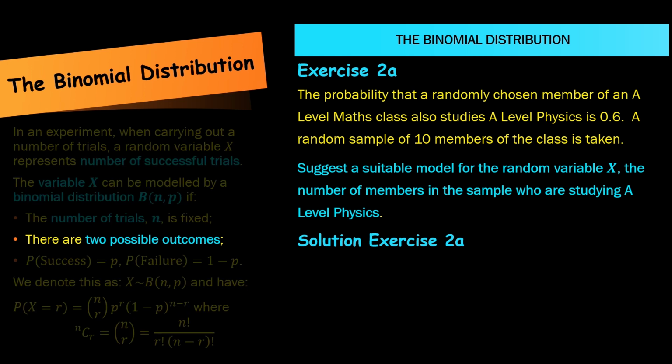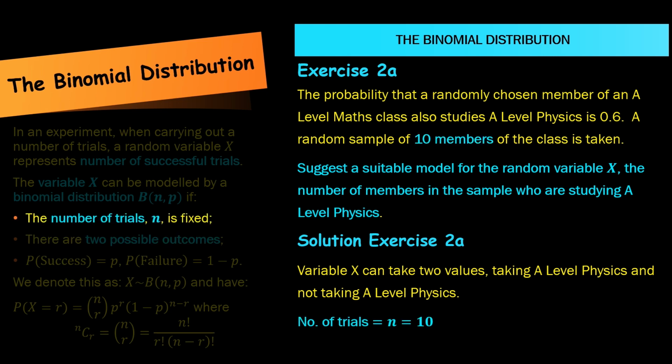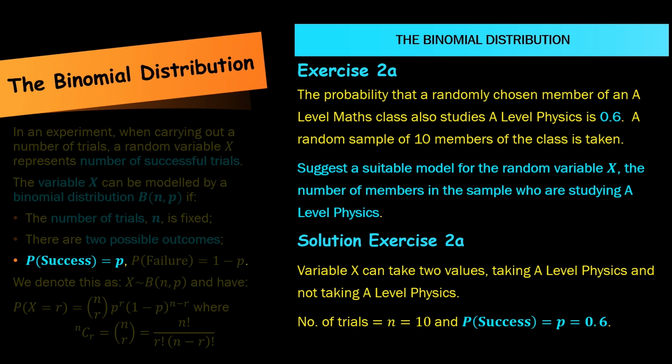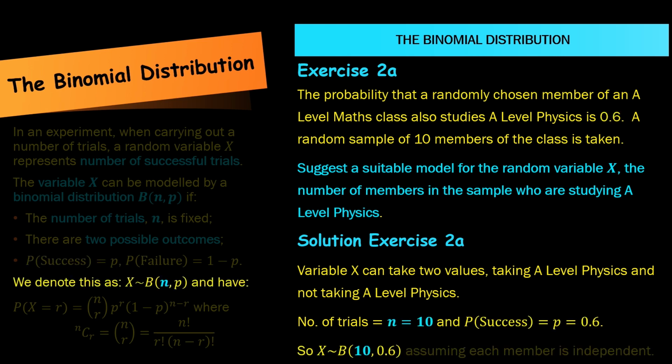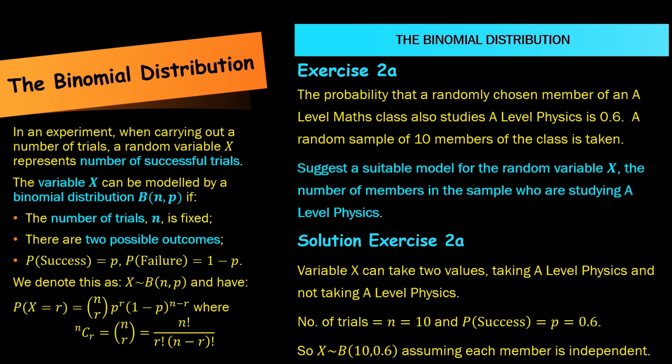Notice there are two possible outcomes. So the variable x can take two values, taking A-level physics and not taking A-level physics. We also have that the number of trials n is equal to 10. And the probability of a success, p, equals 0.6. So we plug that in to our notation. x is distributed binomially with n equals 10 and p equals 0.6. And of course we're assuming each member is independent. So here's our model.